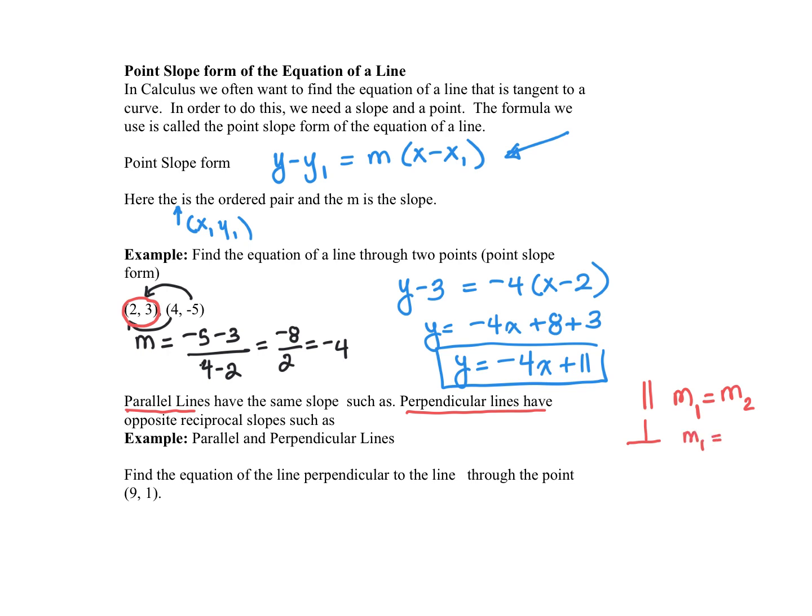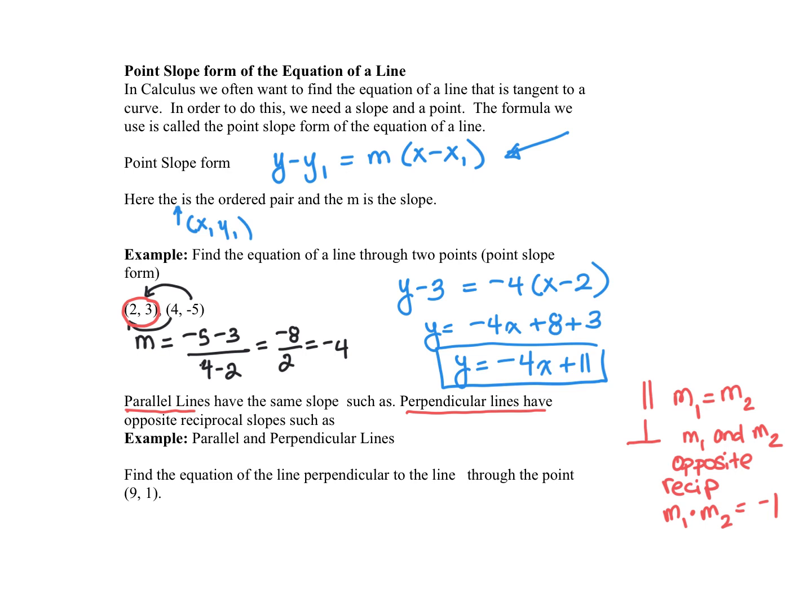m1 and m2 are opposite reciprocals, so that means that one's going to have to be positive and one's going to have to be negative. And if you multiply those together, you should get -1.